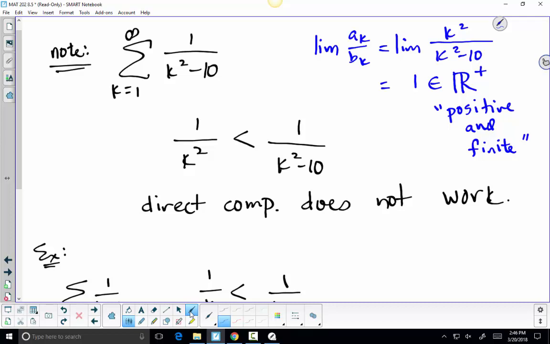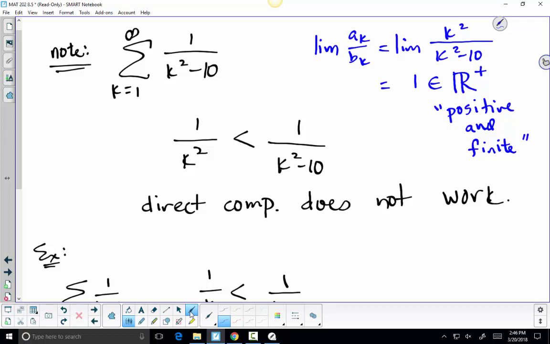So you write whatever your limit is, and then you write those symbols. So somehow we have to indicate that the limit is a positive real number. So it's like the number and then saying this is a positive real number. Therefore, both series do the same thing.